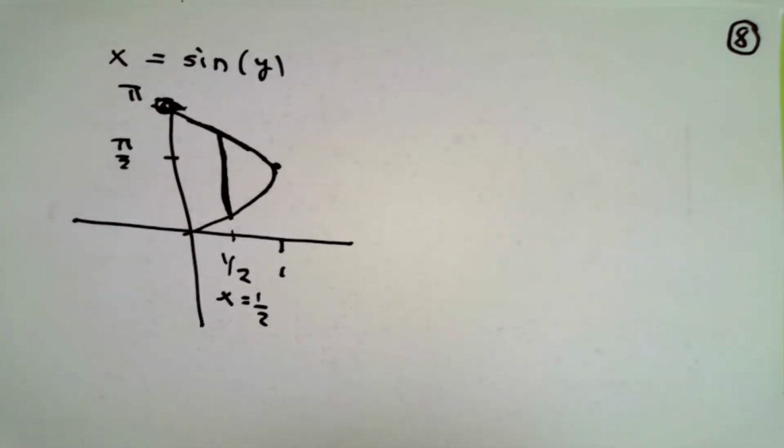The other graph is going to be the vertical line where all of the x coordinates are equal to 1/2. And what I want to calculate is the area that's to the right of the vertical line, but to the left of the first graph. I want to calculate the area of this region.